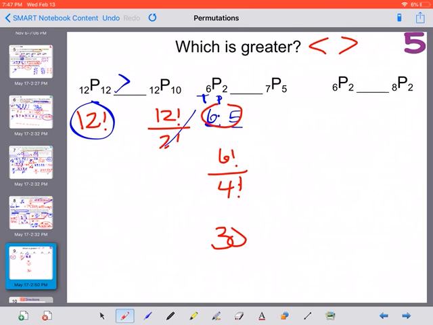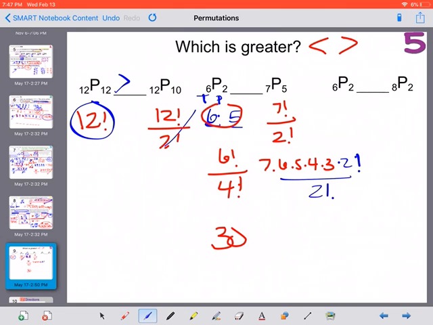On the other side, we have 7 factorial over 7 minus 5, which is 2 factorial. And that would leave us with 7 times 6 times 5 times 4 times 3, because the 2 factorials would cancel out. So this number, when we multiply it, is going to be way bigger than 30. Here we're only looking at 2 objects, here we're looking at 5.